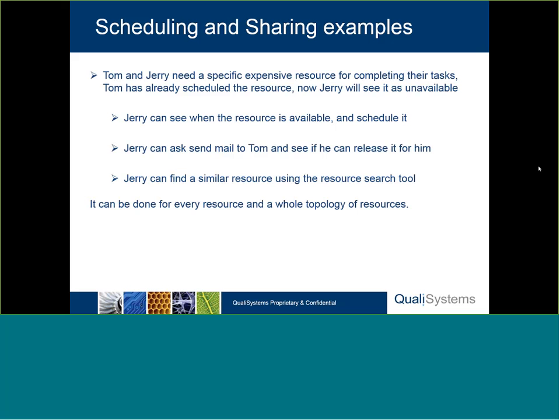Now Jerry can find a similar resource using the resource search tool, meaning that if, for example, he needs a specific router, but doesn't need that exact one, and another router with the same attributes or same capabilities will also be good for him, he can do it as well. He can search for it and reserve it instead. It can be done for every resource and even for a whole topology of resources.